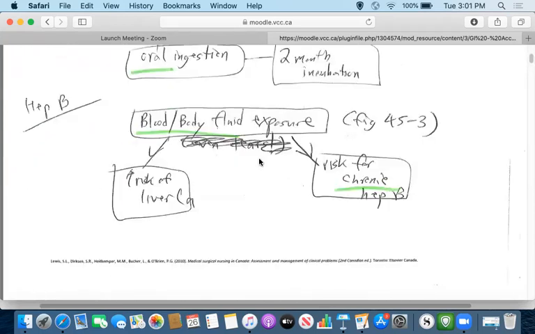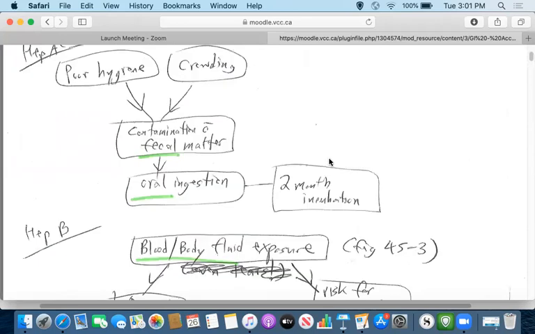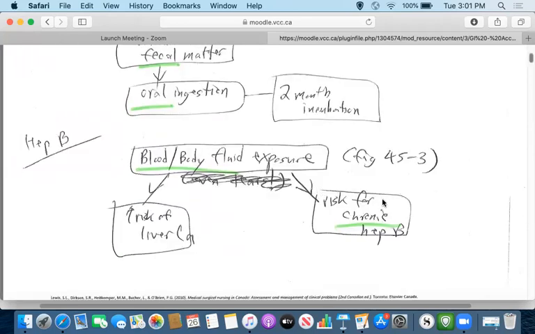Hep B is body and blood fluid exposure, and there's many ways for that to happen. Hep B, if you do get it, can increase the risk of liver cancer and has a great risk for chronic hepatitis. Eventually, Hep A will clear and go away. Hep B has a pretty good chance of becoming chronic. Again, something we don't really have to worry about if we've had our vaccines for A and B.